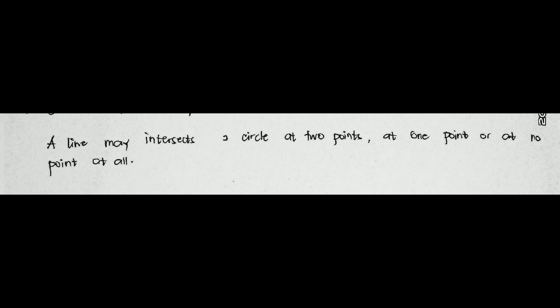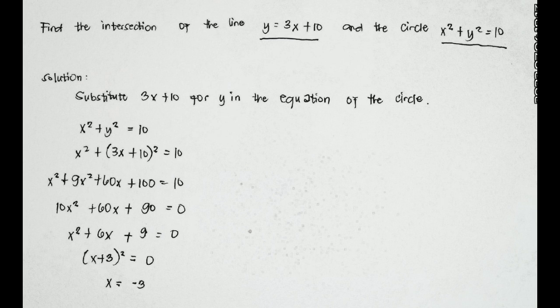Okay, so let's proceed to the next topic with the title, using the equation of a circle. A line may intersect a circle at one point or at no point at all. So find the intersection of the line y is equal to 3x plus 10 and the circle x squared plus y squared is equal to 10. So we have a solution. Then substitute 3x plus 10 for y in the equation of the circle.